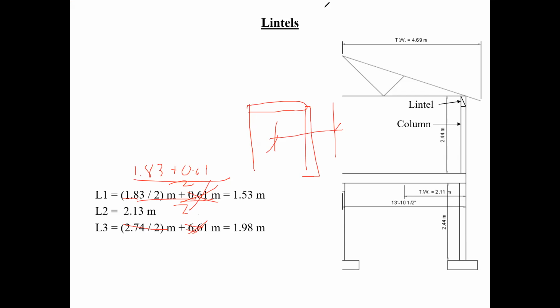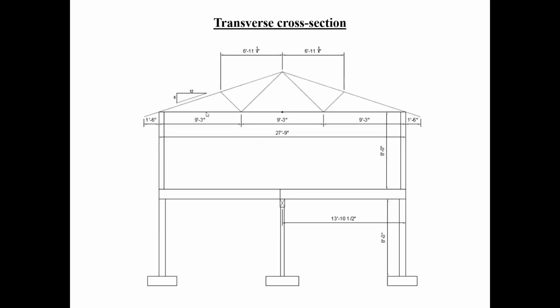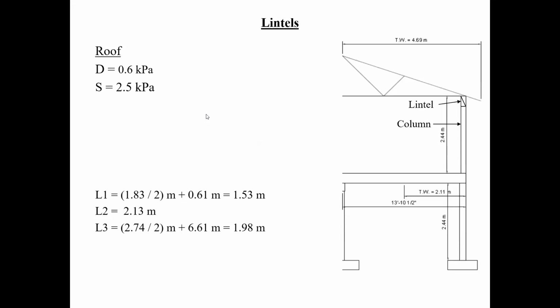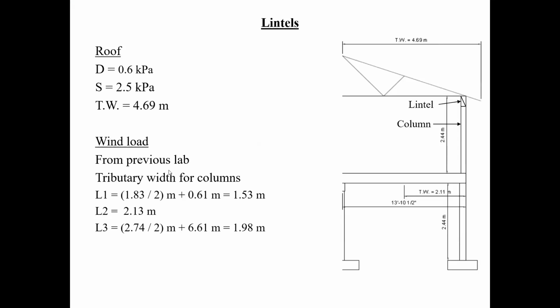So if we go back, I'm going to go back. Oh yeah, sorry. So the dead load is what we used previously. The snow load is what we had calculated previously. The tributary width here in this direction is 4.69 meters. And then the tributary width for the columns. Like I said, let's go back so that we can see this properly. L1, L2, L3. So like I said, we're going to correct this right now together.